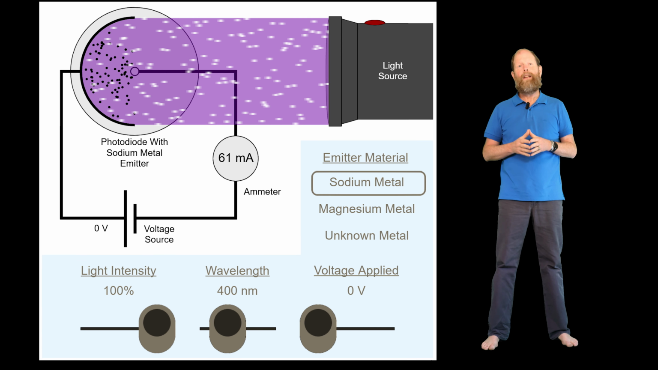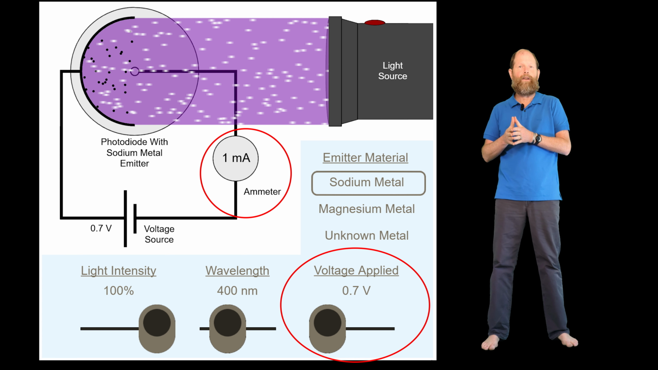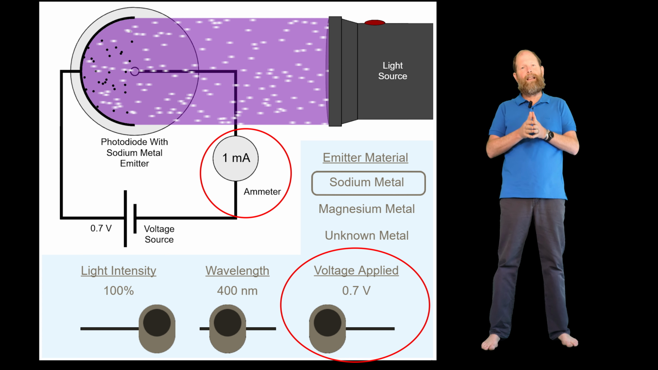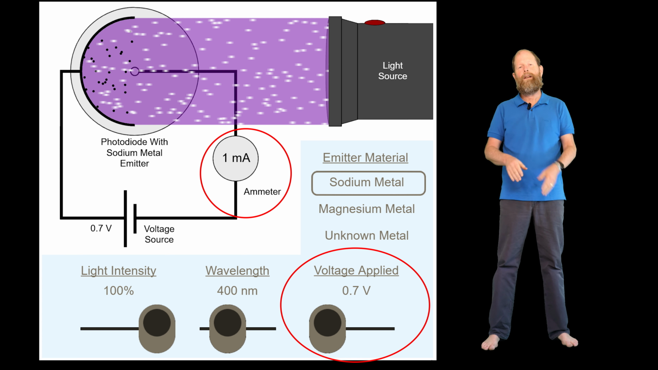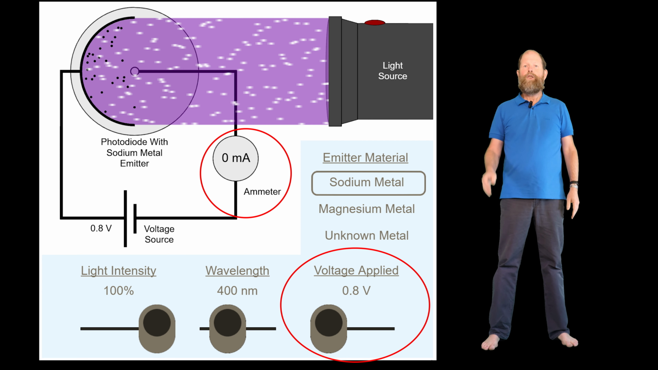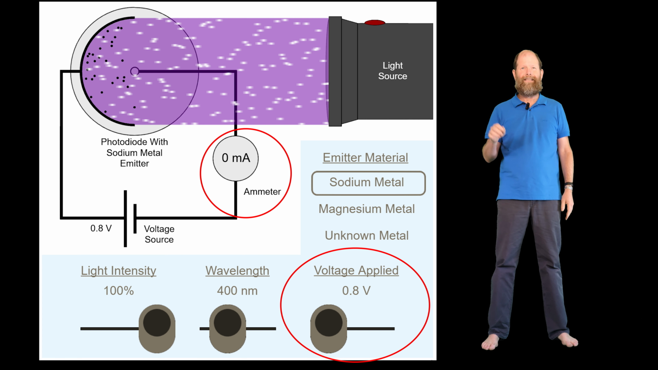If you looked carefully, you saw that at 0.7 volts, there would occasionally be an electron with enough energy to reach the ammeter. This means that 0.7 volts was not enough to stop the electrons with maximum kinetic energy. But 0.8 volts stopped the current completely. So the stopping voltage for 400 nanometer light on sodium metal is between 0.7 volts and 0.8 volts. Mathematically, that could be used to determine the maximum kinetic energy.